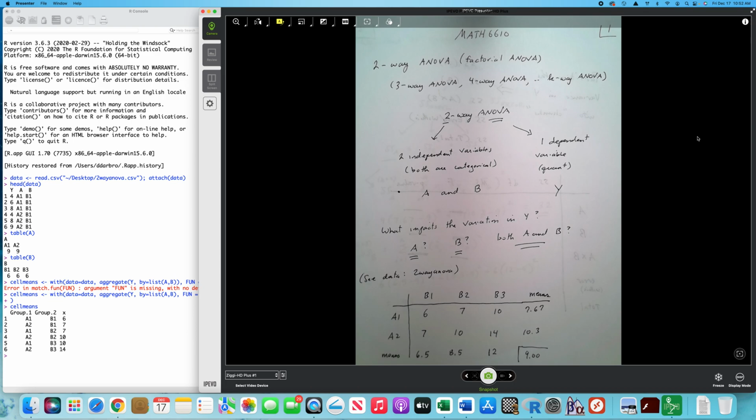What you should have on your radar, the way you can identify one of these, is you'll have two independent variables. Both of these will be categorical. So I'm going to call this variable A and variable B. Again, both A and B are categorical. And my dependent variable is quantitative. I will call that my variable Y.